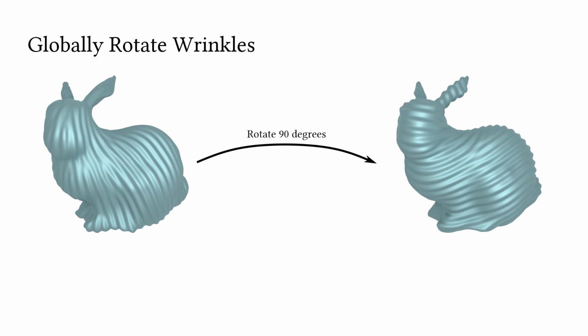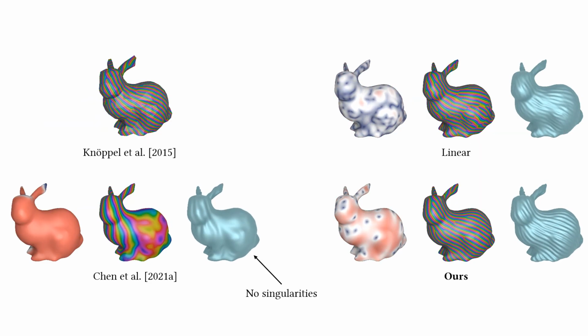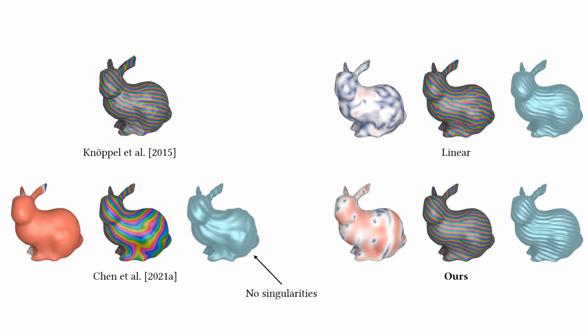Next, we compare interpolation behavior on surfaces with more complex geometry, like the Stanford bunny. Notice that in this case, Chen et al.'s result has an additional artifact. Singularities entirely fail to appear during the wrinkle interpolation.